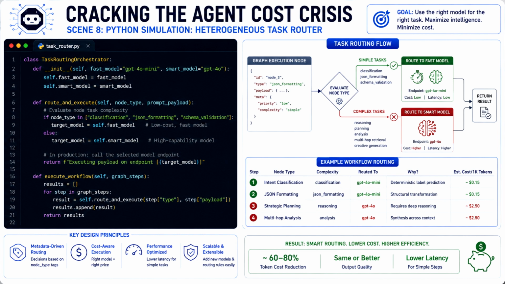The task routing orchestrator acts as an intelligent switch within your execution graph. When a step runs, the orchestrator inspects the node_type metadata. Simple tasks like classification, structural parsing, and schema validation are automatically sent to our fast, cost-effective model endpoint. Complex semantic reasoning and long-term planning tasks are reserved for our high-tier flagship model. This targeted division of labor minimizes overall token expenses while maintaining high operational accuracy.